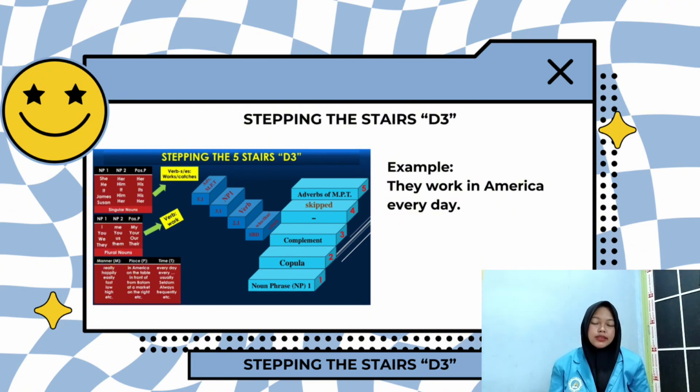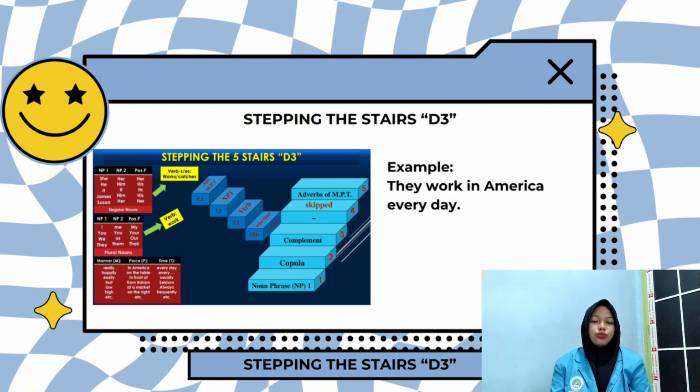For example sentence: a tall man is our new English teacher in our department. So we have a tall man as NP1, is as a copula, and then our new English teacher is a complement, and in our department as an adverb of MPT. So here the sentence describes someone, not an action. That's why we use is, not an action verb.